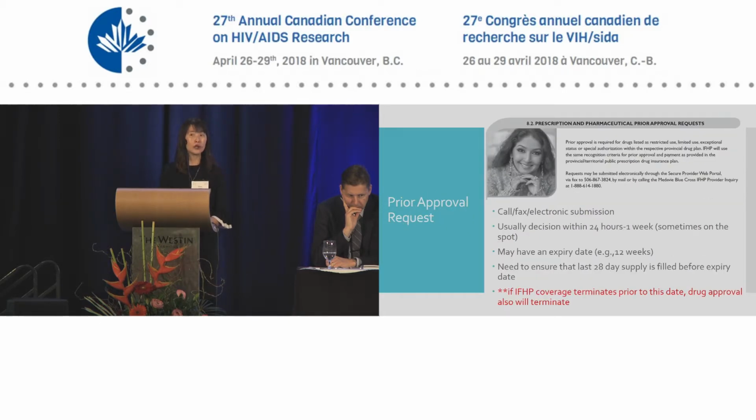So a prior approval request is needed, like I said, for most special authorization drugs like hepatitis C agents. These requests can be made over the phone or by fax or electronic submission. I know people who've called and gotten a response right away on the phone, but it can sometimes take up to 1 week to hear back. There may be an expiry date for this approval depending on the drug. So again, often for Hep C drugs being so expensive, there can be an expiry date.